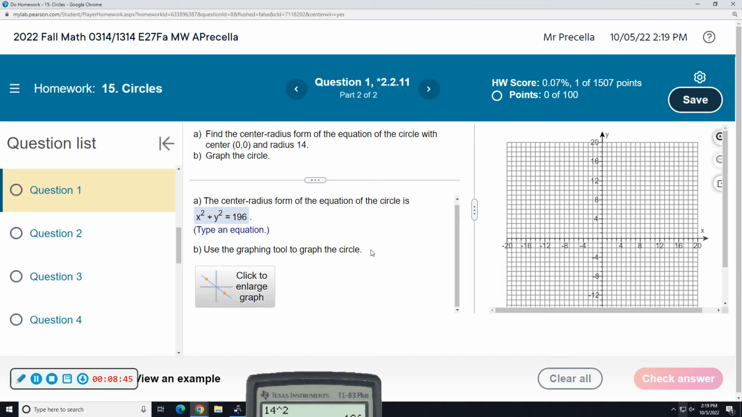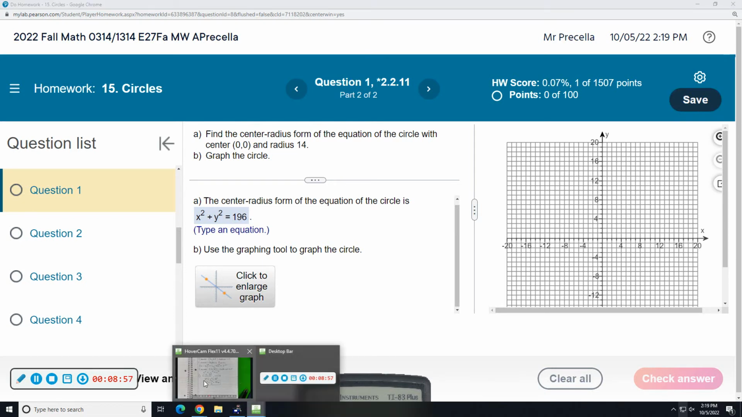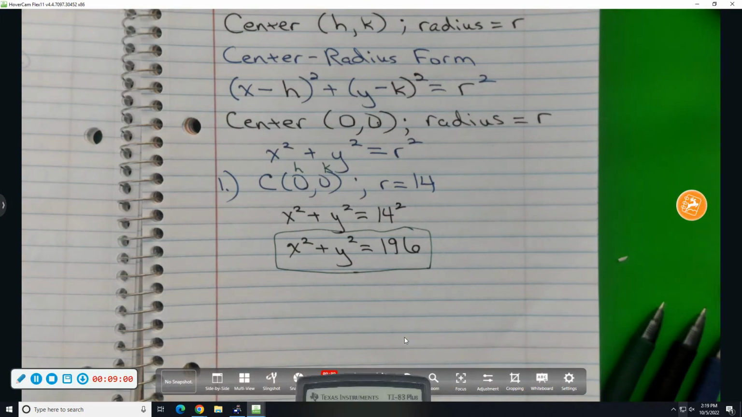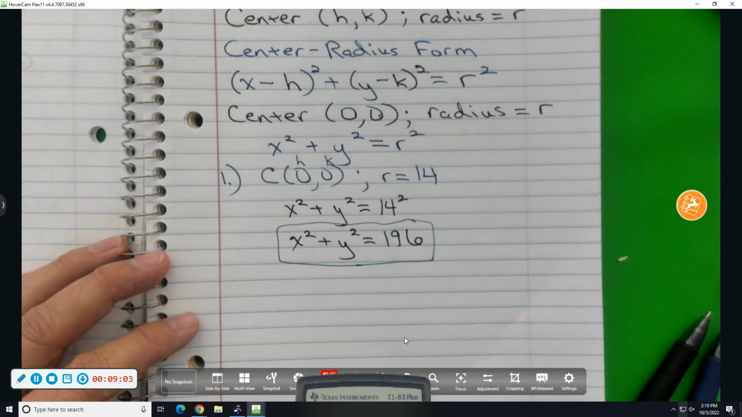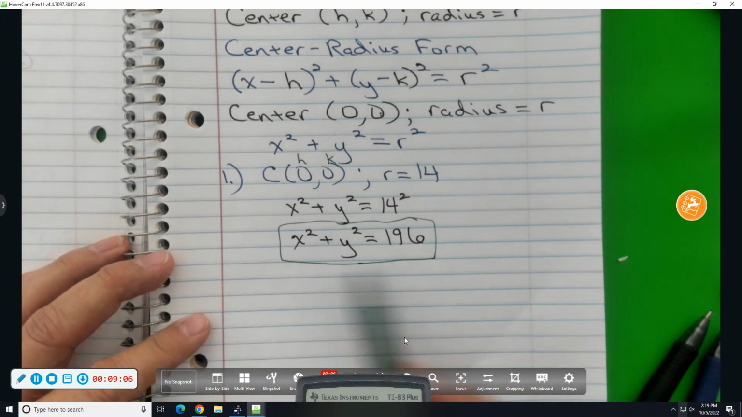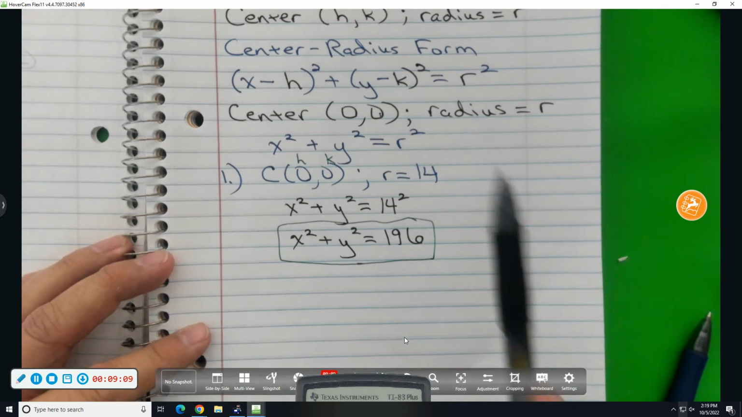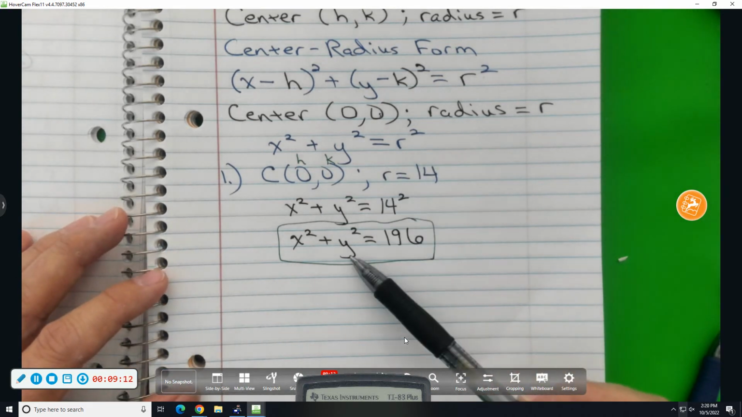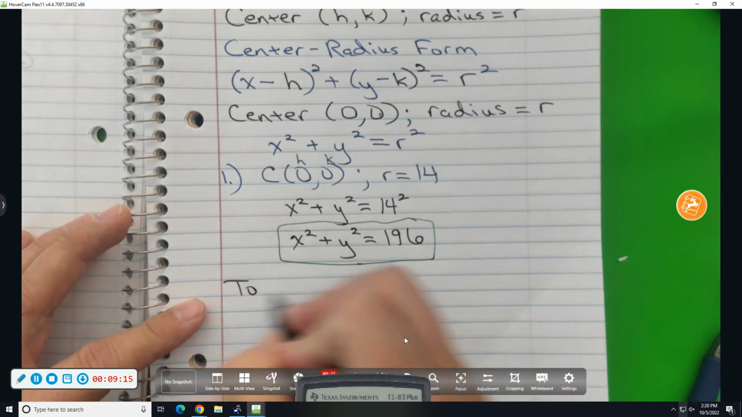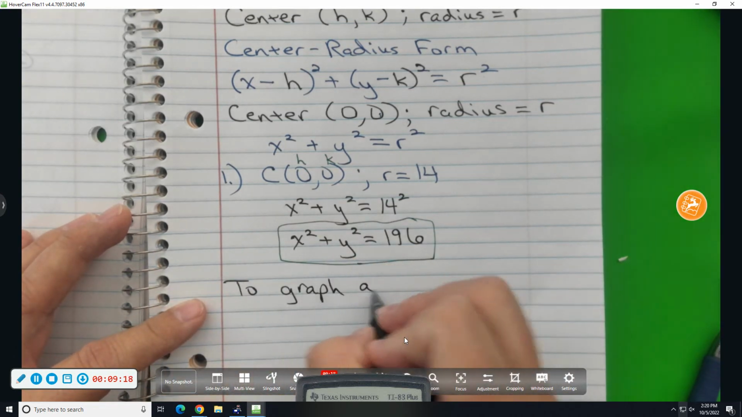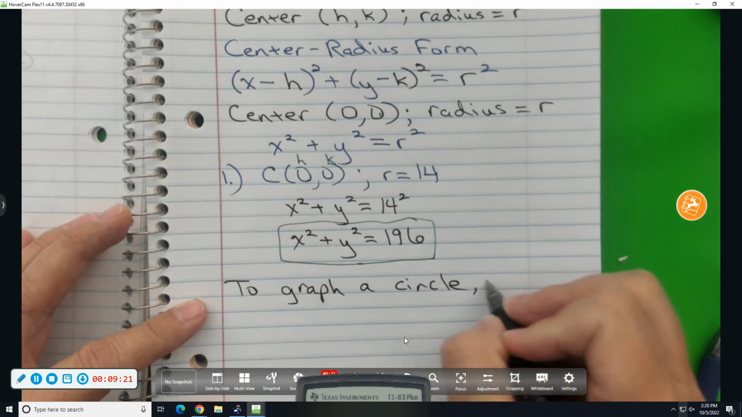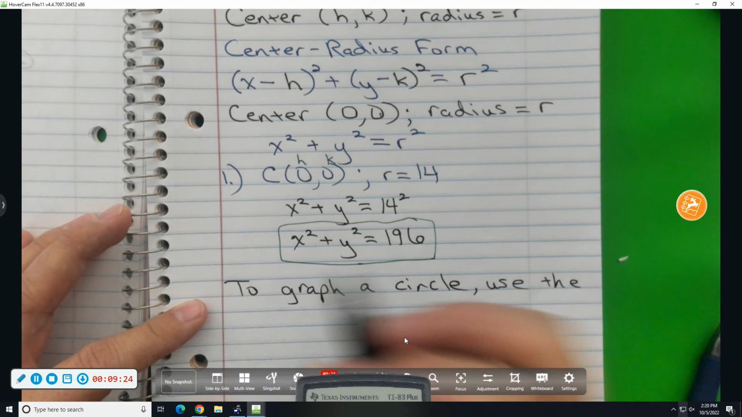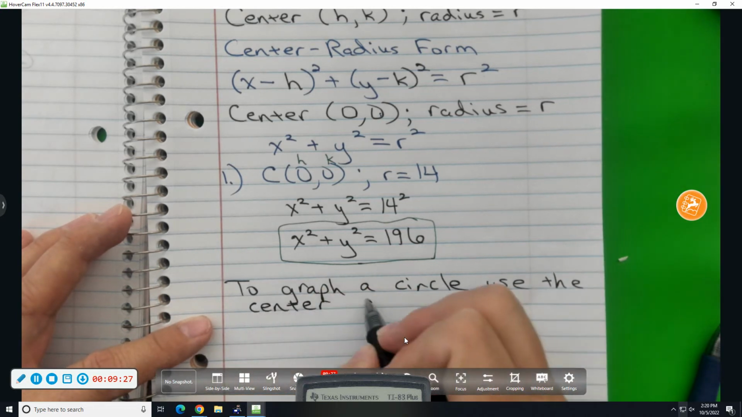Any questions there? Now, usually with questions that have A and B parts, you have to use part A to answer part B. That is not the case here. If you're drawing a graph, I'm going to make a note here. To graph a circle, you use the center and the radius. You don't use the equation. You use the center and radius. They could have asked us to draw the graph before the equation. So, to graph a circle, use the center and radius.